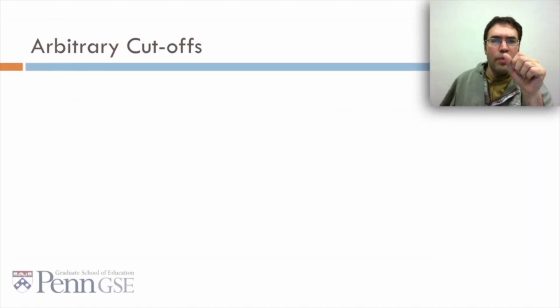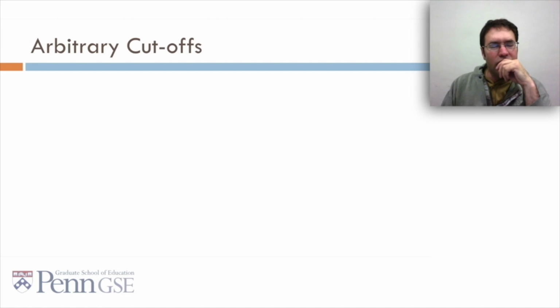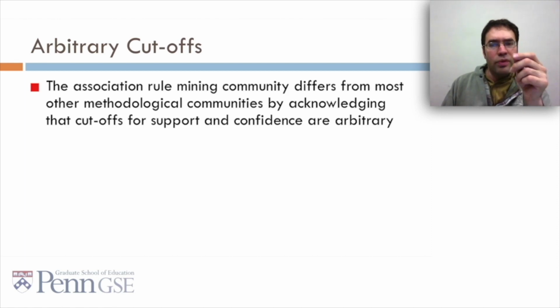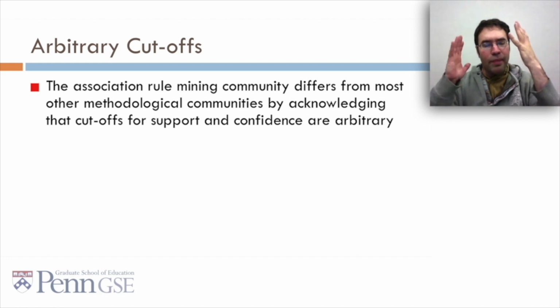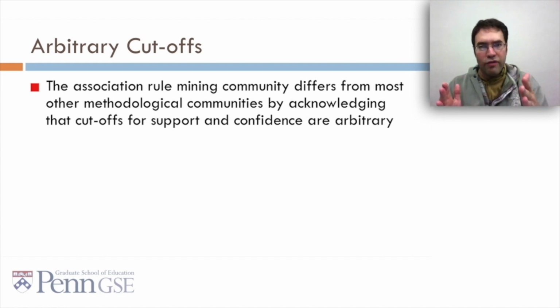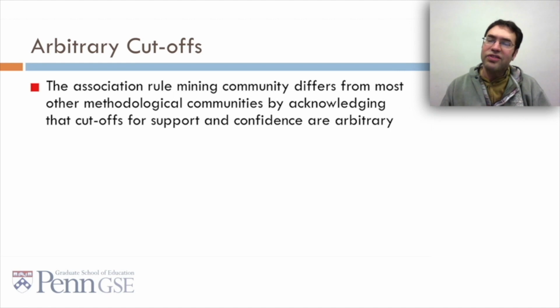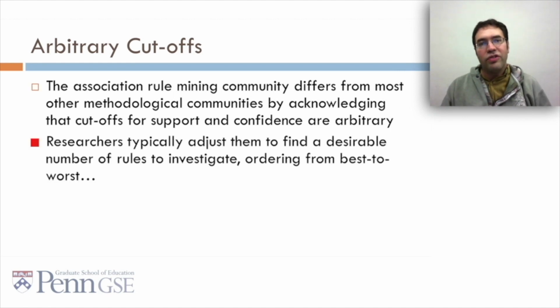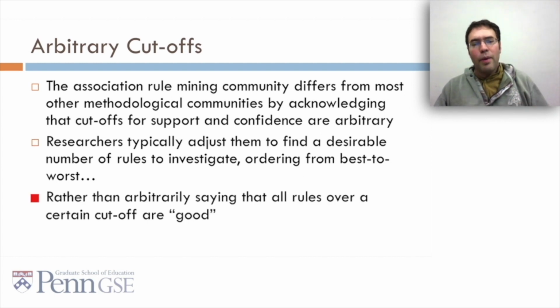Now, let's talk about arbitrary cutoffs for a minute. What's a good support? What's a good confidence? Well, the association rule mining community differs from most other methodological communities by actively acknowledging that cutoffs for support and confidence are completely arbitrary. That's so cool. Researchers typically adjust these two to find a desirable number of rules to investigate, ordering from best to worst. So in other words, if you try an initial support and confidence cutoff, and you're not getting enough examples, then you lower them and you try more. If you're getting too much, you raise them. What a neat idea. And they do this rather than arbitrarily saying that all rules over a certain cutoff, kappa 0.6, p of less than 0.05, are good.